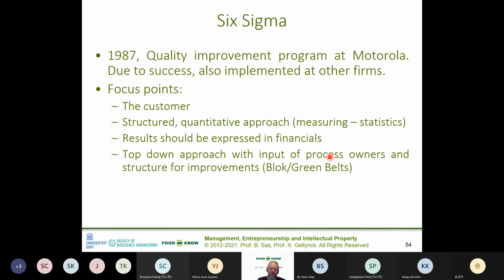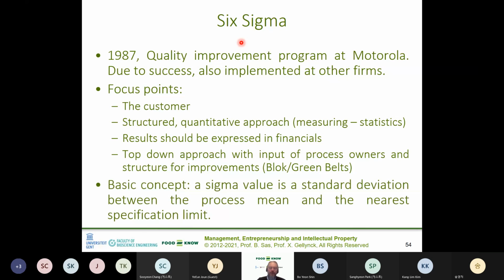And then there are trainings and people get certificates, and then it's like in martial arts where you have different green belts or black belts depending on which level you are in Six Sigma. And then the basic concept is getting very little standard deviations and as little as possible waste. So products which are as close as possible to the standardized specifications related to quality.